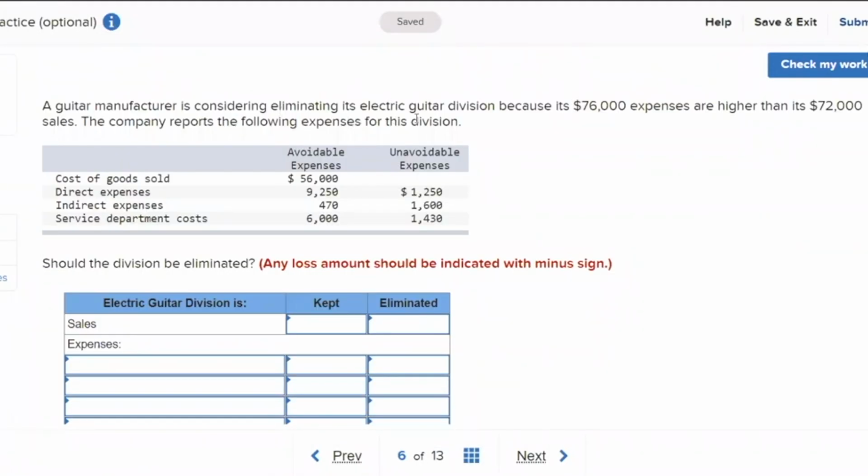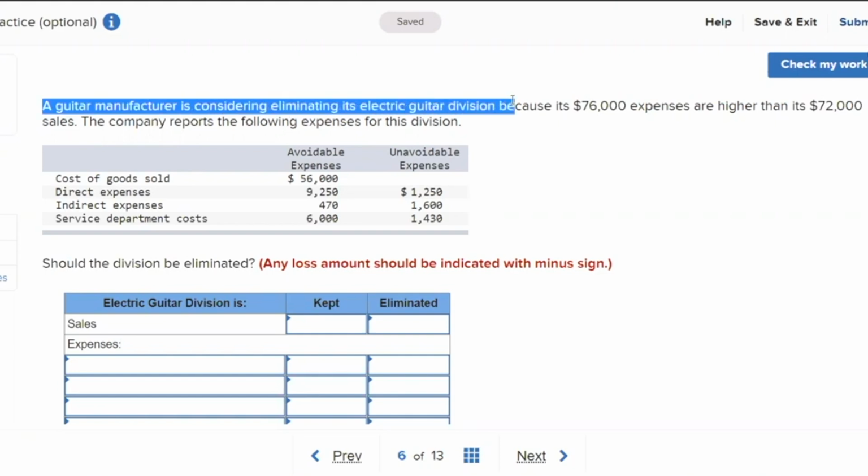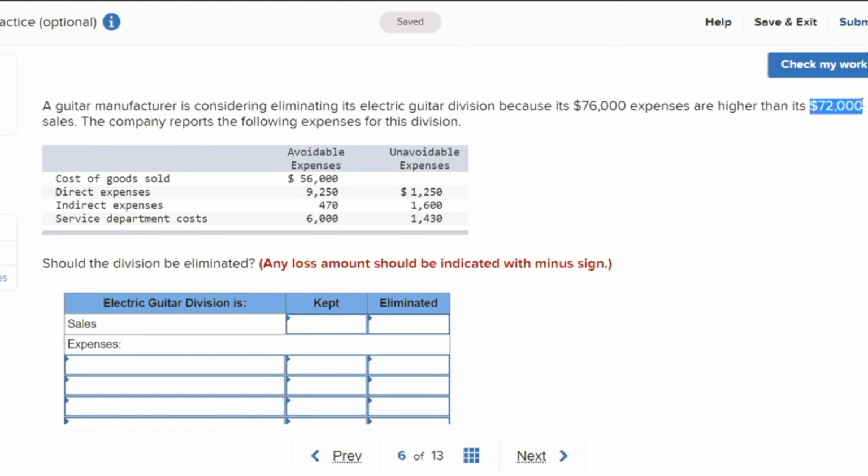Alvarez guitars, right? We mainly make, I guess, acoustic guitars. And we do make electric guitars, but we're considering eliminating it because the sales are 72, but the expenses are 76. So they're $4,000 in the hole, in negative. I'll go ahead and put the sales here. If we keep the electric guitar division, we will have sales of 72,000. If we eliminate the electric guitar division, we will not have those sales anymore.